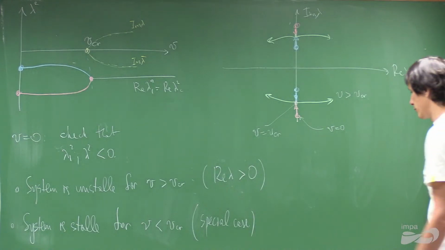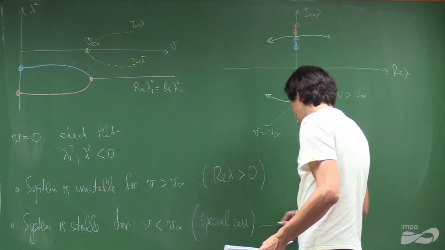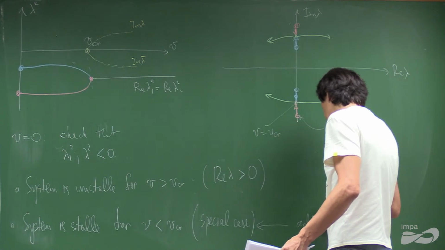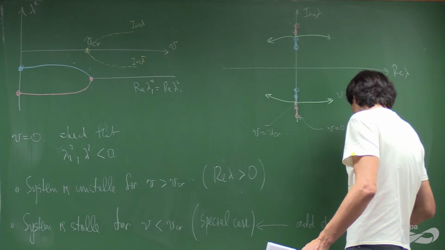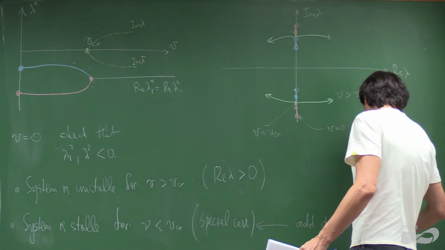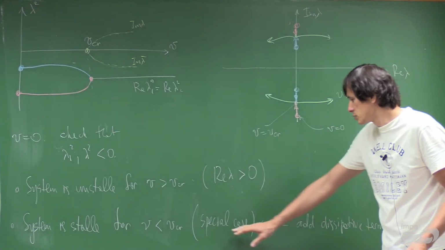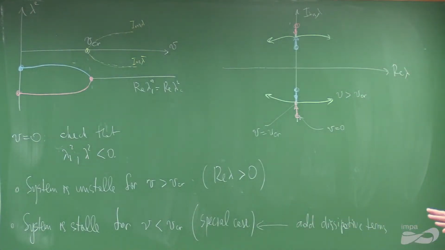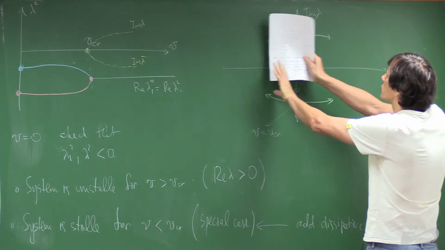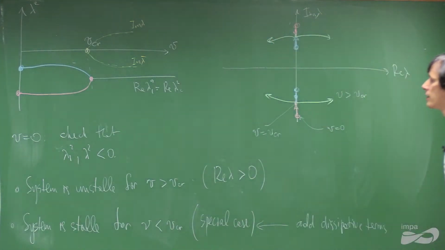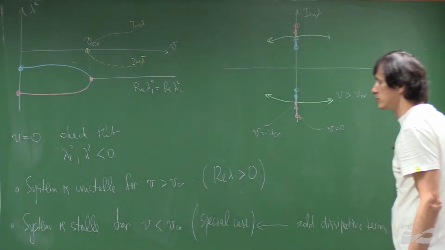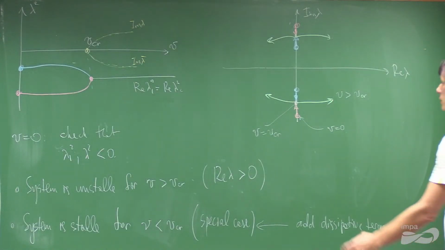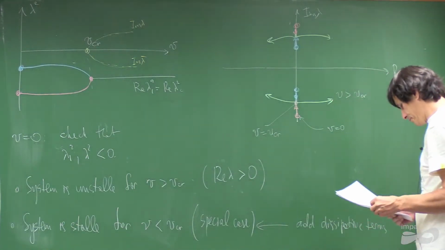This can be solved. You can add dissipative terms. So the question about the special case, you can add dissipative terms, and you will see that everything will move slightly to the left-hand side. So everything will become asymptotically stable. So actually, this stability is all right. So it's a special case, but we can solve it. And we know that at bigger velocity, it's unstable.